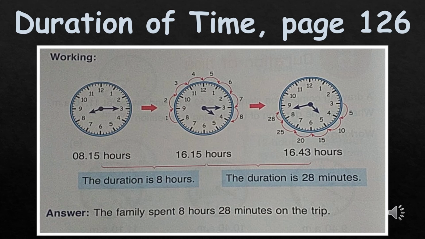So let's count. 8:15, 9:15, 10:15, 11:15, 12:15, 1:15, 2:15, 3:15, 4:15. No, that's too much because it's not 5 o'clock yet. So 8 hours. Then it is 4:15. Then we need to count how many minutes from 4:15 till 43 minutes past 4. Now you can count them on the clock. It's 28 minutes. So the duration of the whole trip was 8 hours and 28 minutes.